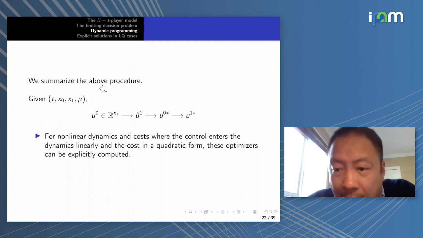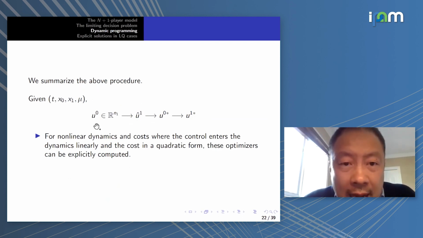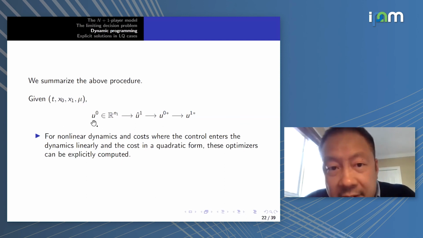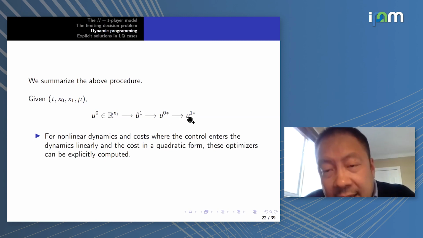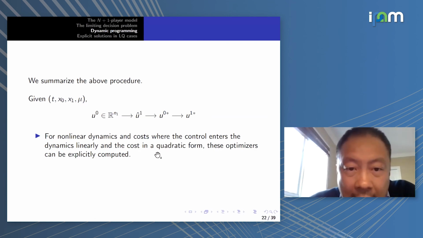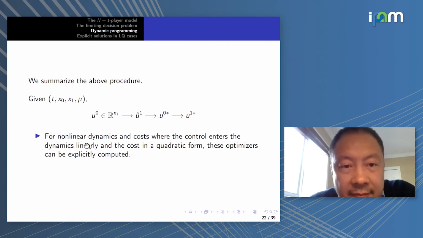So we can summarize the above procedure to get the workflow. Given the major player's initial choice of action, we get the best response of this minor player. Then the major player finalizes its choice of action, and finally, the minor player decides its strategy. We also have a little bit of discussion on why this can be explicitly computed when we have nonlinear dynamics and costs.